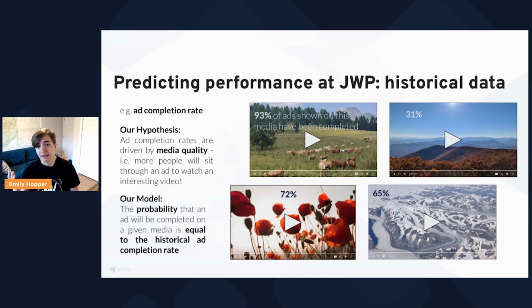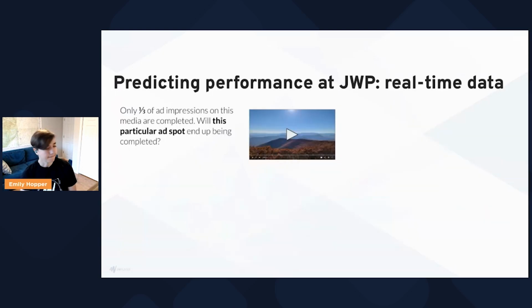So we make a model that says the probability that an ad will be completed on a given media is equal to the historical ad completion rate against that media. The past is the key to the present. But can we do any better than that? So we said against this media, only a third of ads are going to get completed. But can we know if this particular ad spot against this particular player of this media is going to be one of that 30%?